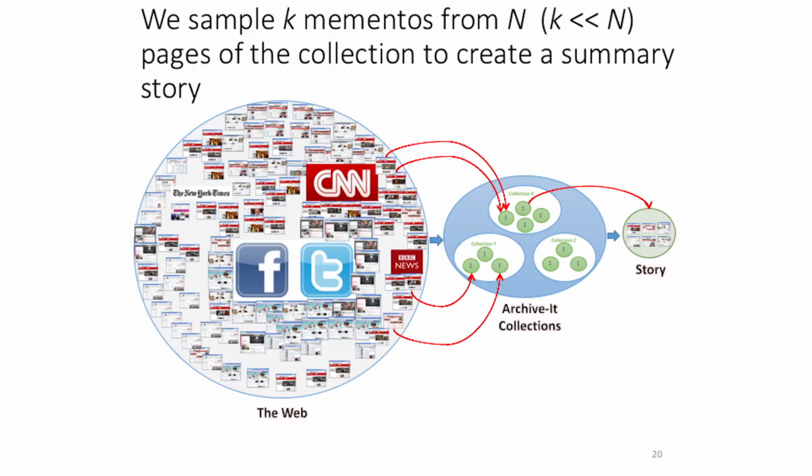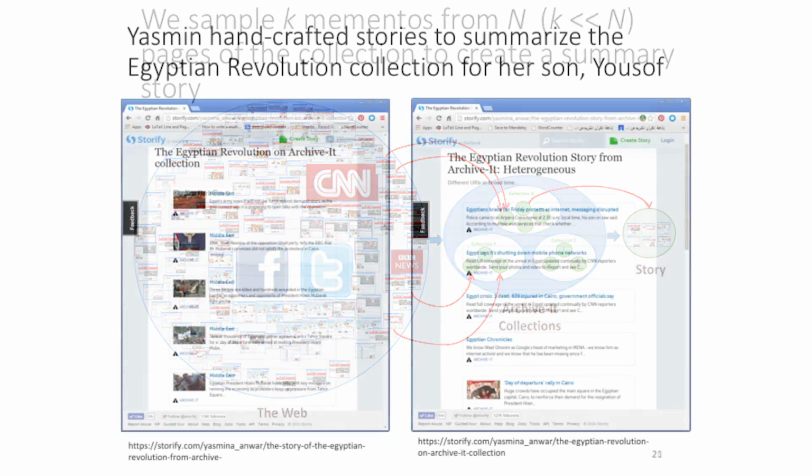So basically it works like this: if you consider the collections that are in Archive-It as samples of a much larger web, right? Somebody picks out the seed URIs, conducts the crawl, and decides this is what I want to build a collection on. Really, the stories that we're going to generate are essentially doing the same thing, but are sampling from the collections. So there's a continuum of going from large to small as we go from left to right.